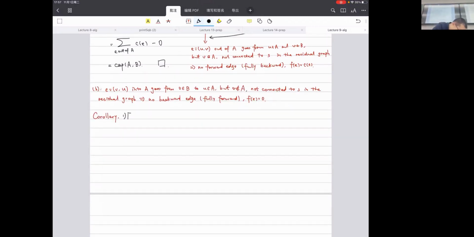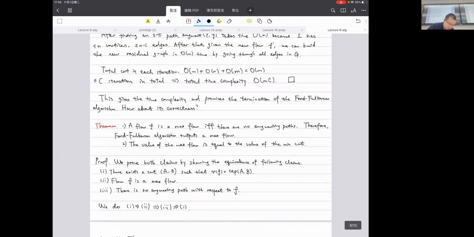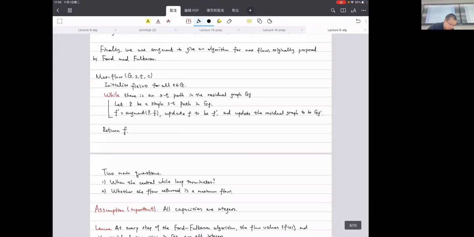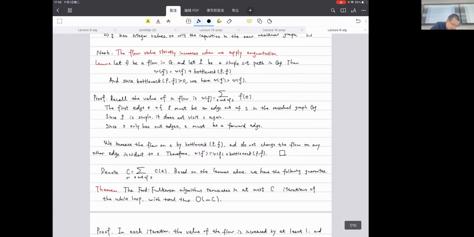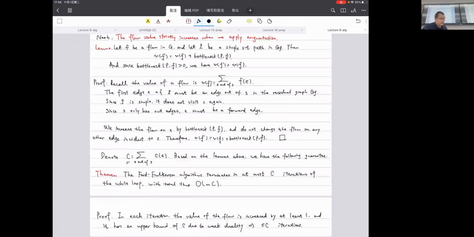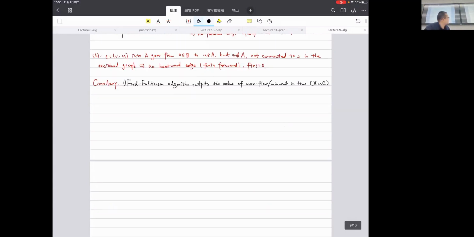The first is that the Ford-Fulkerson algorithm actually outputs the value of the max flow, min cut, in time O of MC. You can just store this value. In the Ford-Fulkerson algorithm, each time you are just updating like this, so you just store the value of the bottleneck. You have a register there, and each time you find an augmenting path and do the augment, you add the corresponding bottleneck value into that. Finally, your algorithm is able to output the value of the maximum flow, min cut, in time O of MC here.